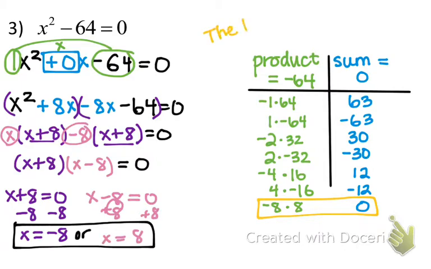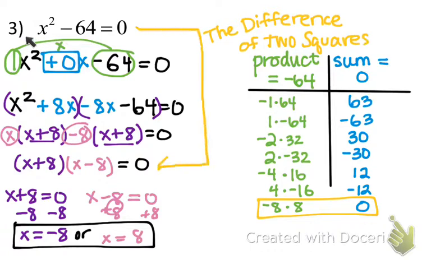This is actually a special type of factoring method called the difference of two squares, because both of our original terms were squares. So we can just go ahead, and once we know the square root of each term, we can go from the original equation to our two factors broken down with opposite signs.